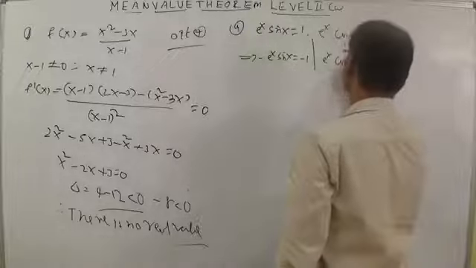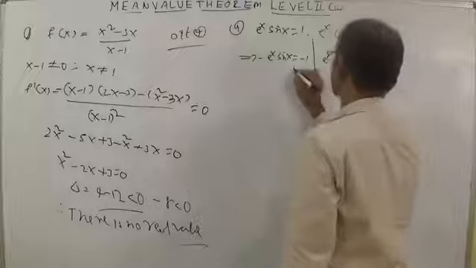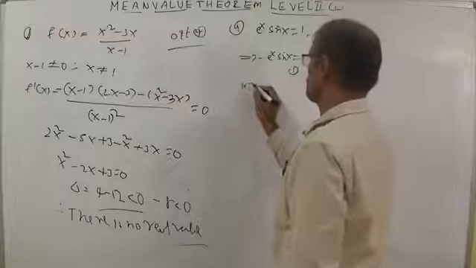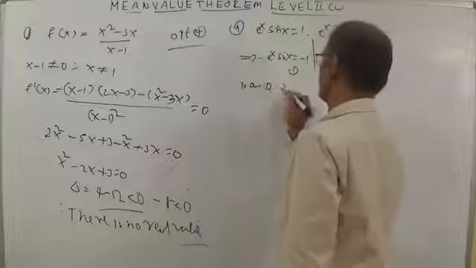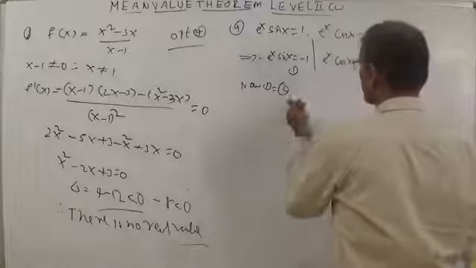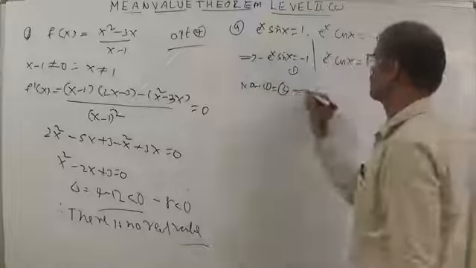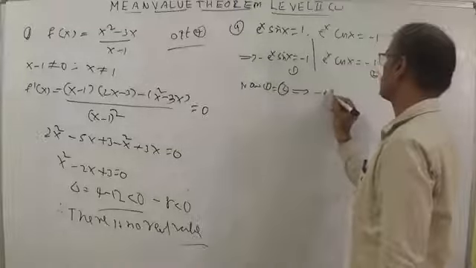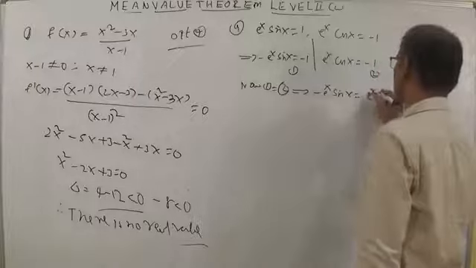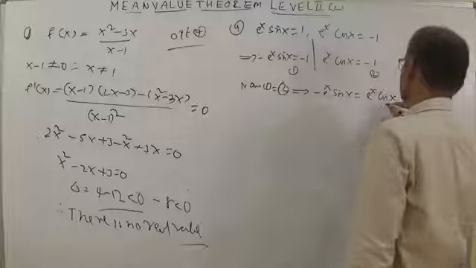And e^x cos x = -1. Let it be the first equation, and let this be the second equation. Now equate the value 1 and 2. As -1 equals -1, you can write that the two values are equal. Then you can write -e^x sin x = e^x cos x.